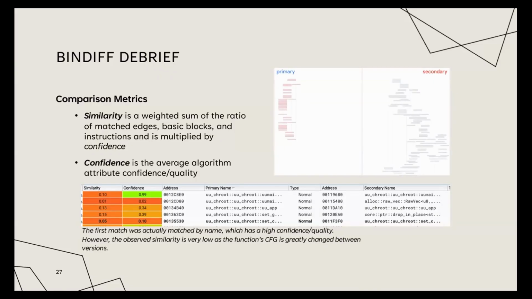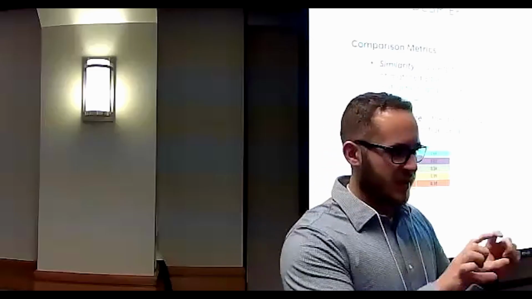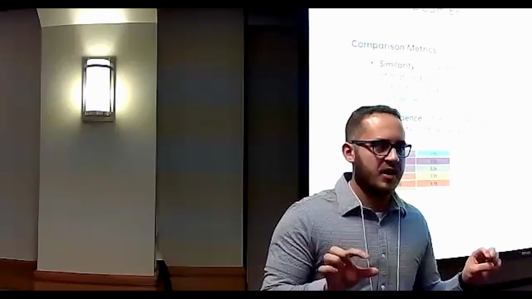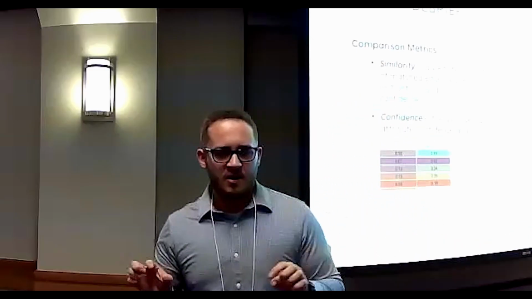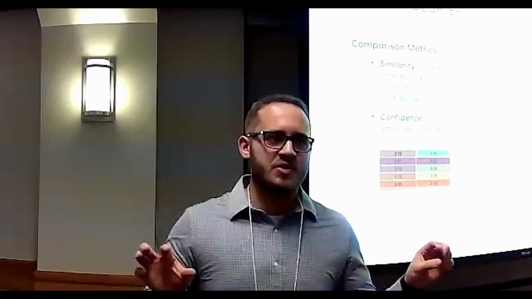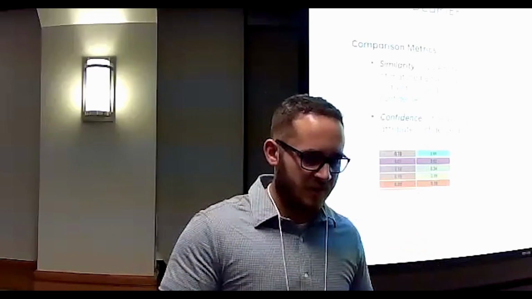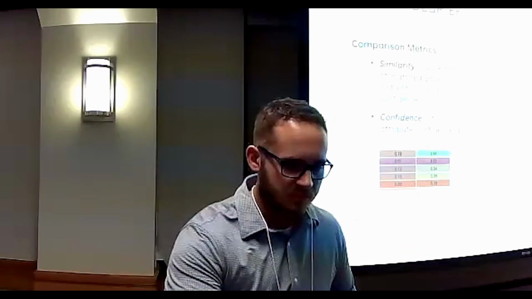It also uses similarity and confidence. Similarity is the weighted sum of basically all the matched components of your binary. So the ratio of basic blocks matched, the ratio of functions matched, and the ratio of instructions matched. Confidence is the average quality of the algorithms that did the match. This is really nice because we have a separation between similarity and confidence. They're not affecting each other. So we can use them as sort of substitutes for the sorts of questions that we're interested in answering.